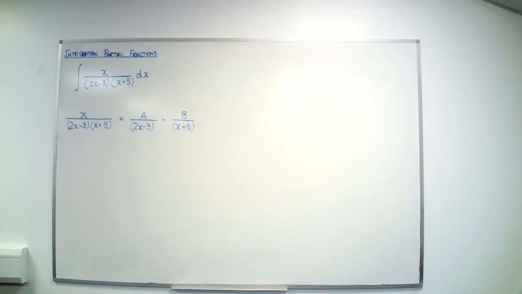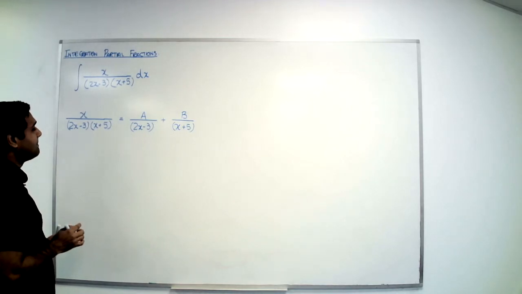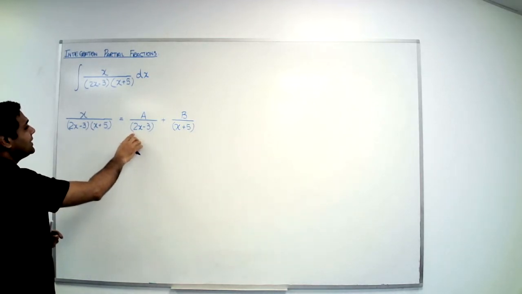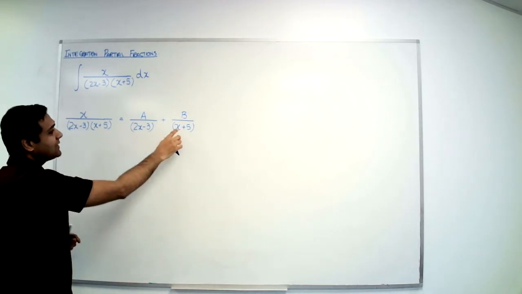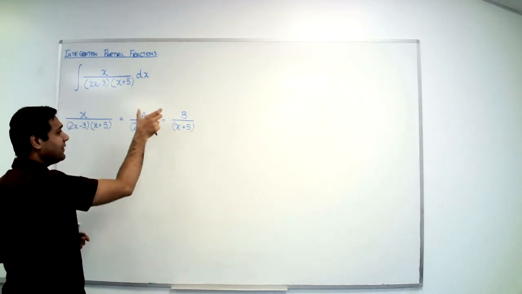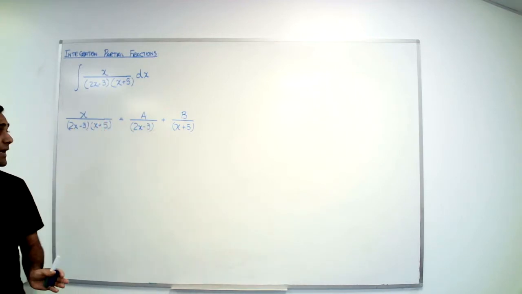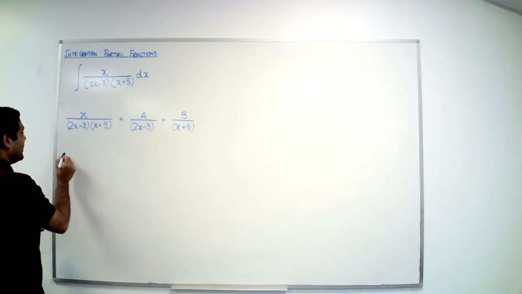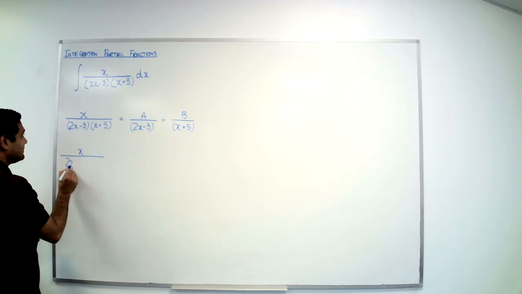After you've done the first step, what you do is you multiply. This denominator is 2x minus 3, and this one is x plus 5. This denominator is different. We want to make all the denominators the same. So what I'm going to do is the first one I can rewrite as it is.